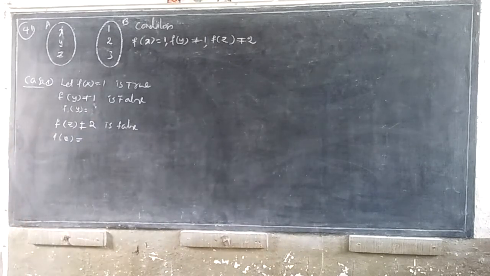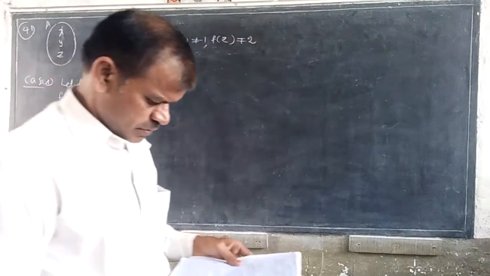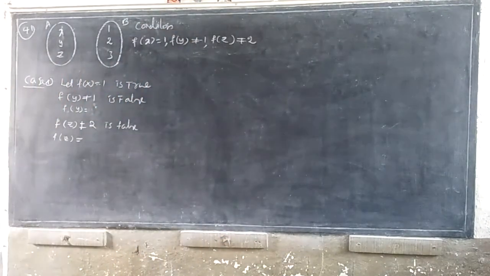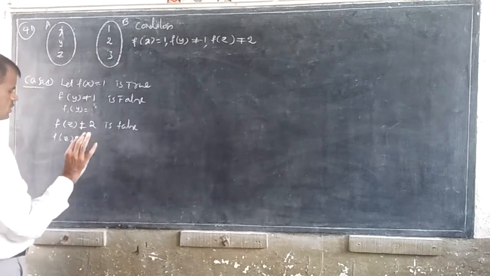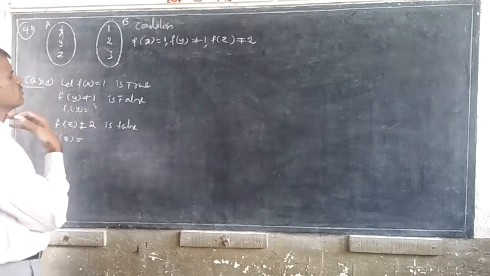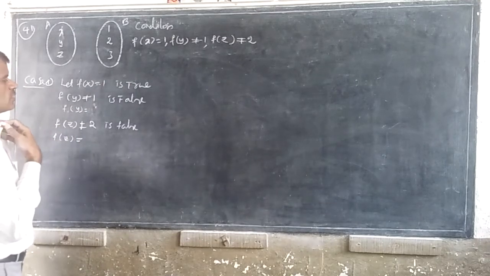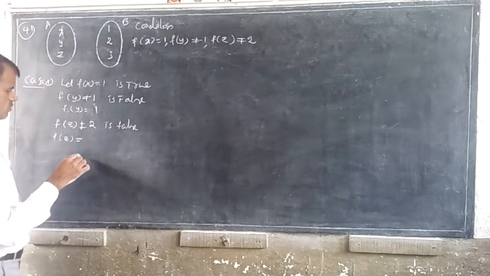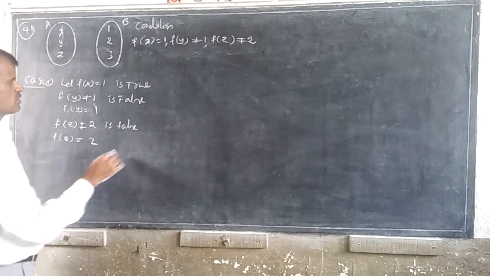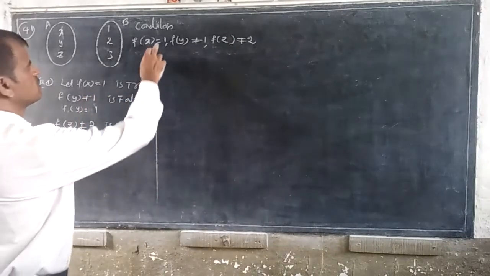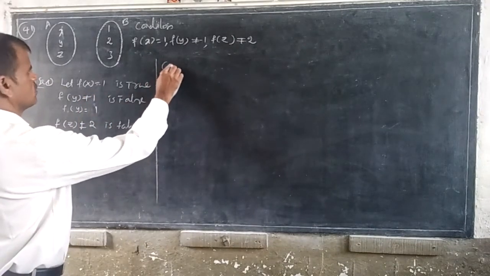Let us see the question once. f of x equal to 1, f of y not equal to 1, f of z not equal to 2. f of y not equal to 1 is false, so f of y equal to 1. f of z equal to 2. Let us verify. f of x equal to 1 is true. Okay.